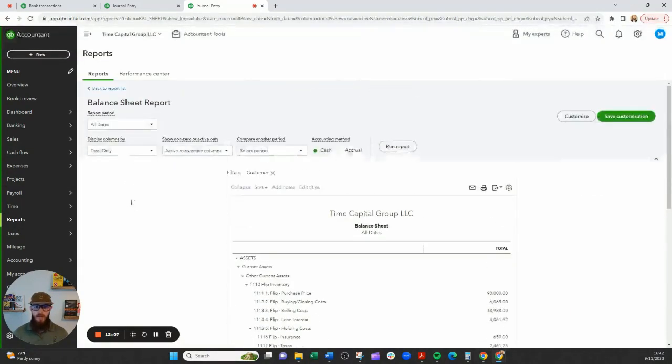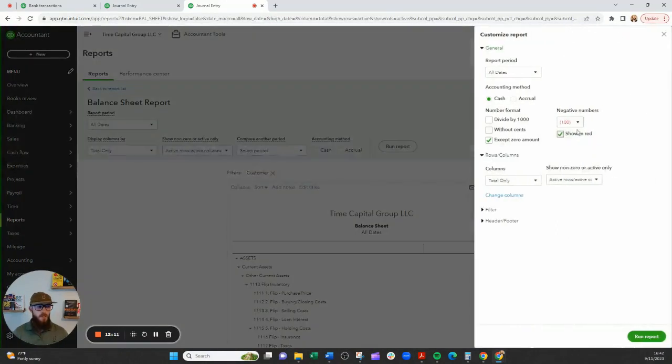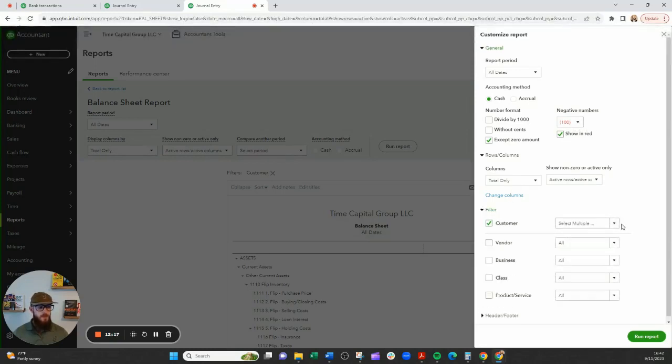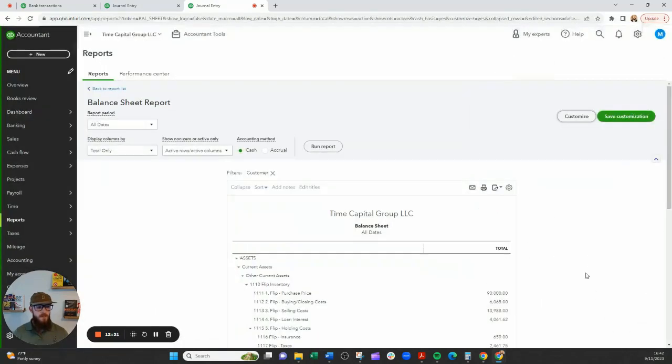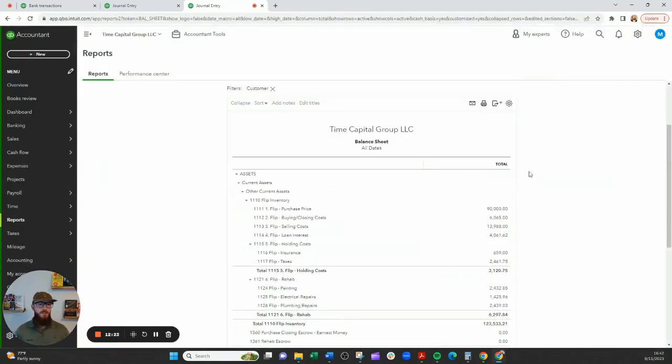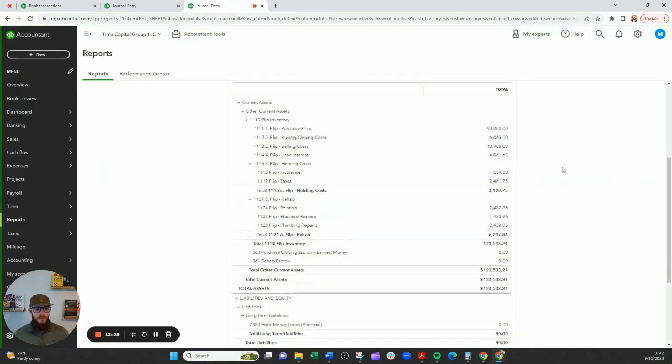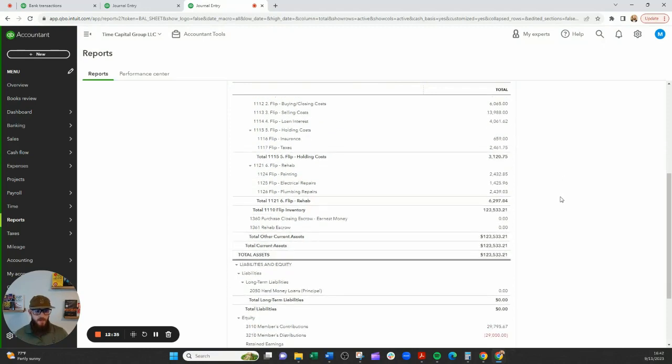So you are going to go to reports. You're going to pull a balance sheet, all dates, totals only, cash. The setting we like is to see negative numbers. Customer, make sure the correct customer and project are selected, run report, and now you're going to check your work. So we have selling cost here. Some of these other accounts that are involved with the sell HUD statement, they're captured on here.